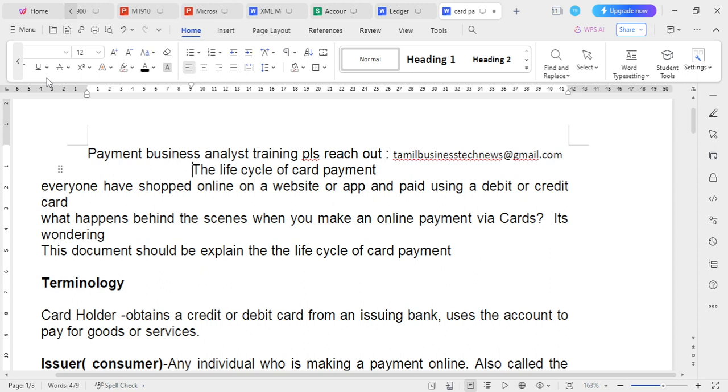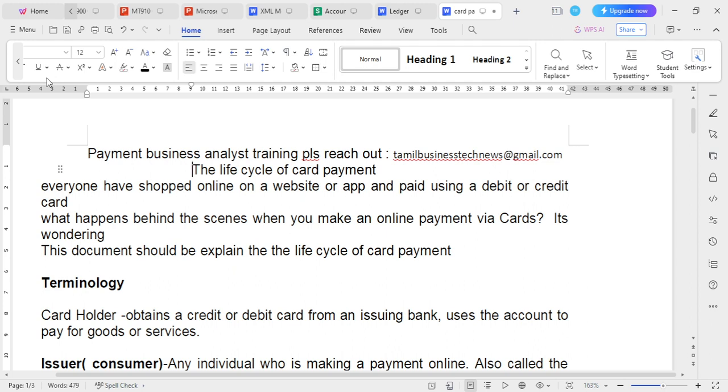In this video, let's talk about the life cycle of card payment. Every payment has a different kind of life cycle, but in this video, I would like to explain the general card payment life cycle. The content in my document: basic terminologies, how the card payment should happen, how clearing and settlement should happen, and encryption methodology. These are the details available in my document.